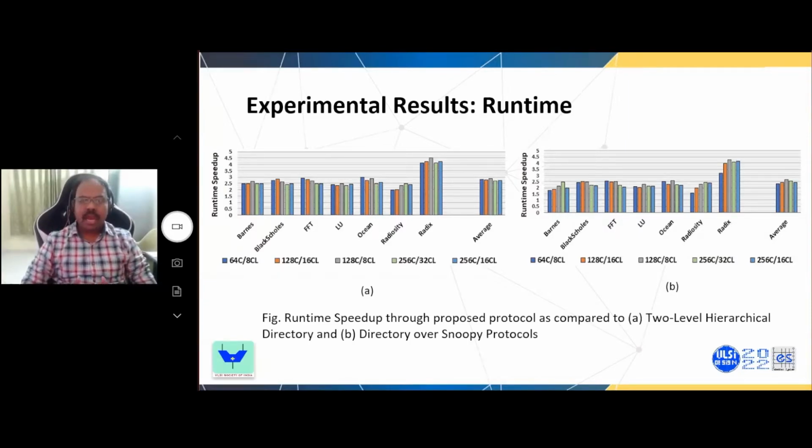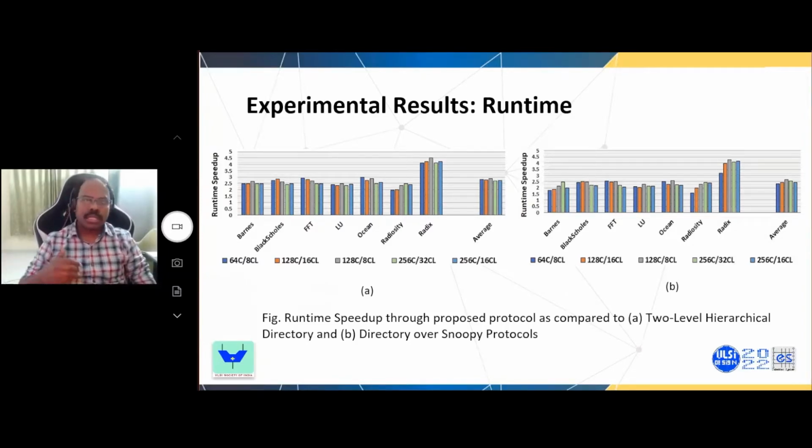As can be seen, on average, the overall application runtime is sped up by up to 2.5 times using the proposed protocol as compared to the 2-level hierarchical directory protocol, and up to 3 times as compared to directory over Snoopy protocol. Again, as the number of cores increases in the system, the runtime improvements also increase, and as the number of chiplets increases, the runtime improves in any existing system.